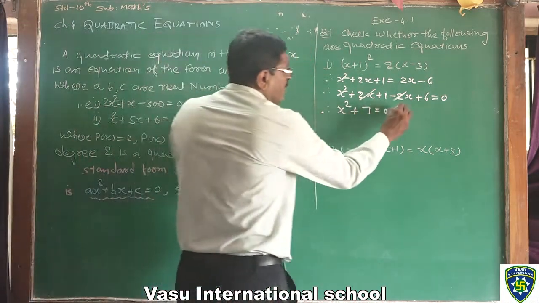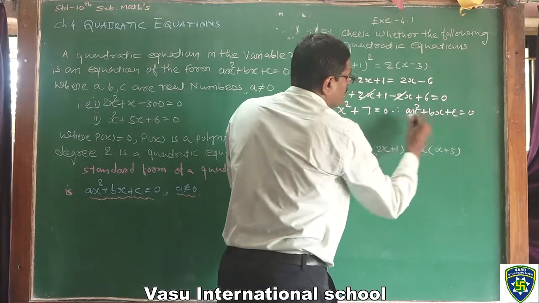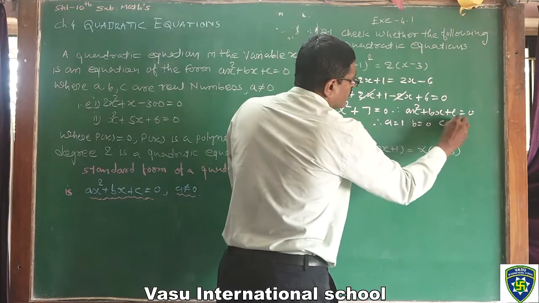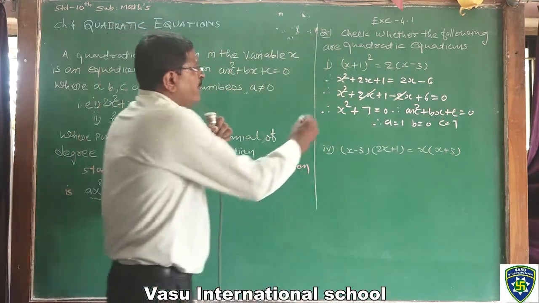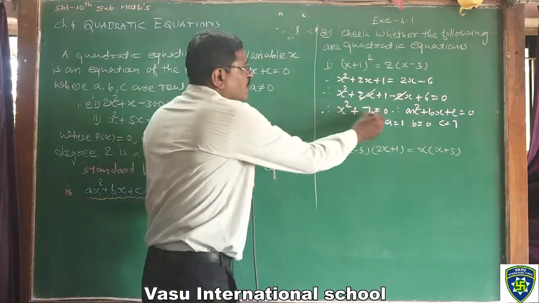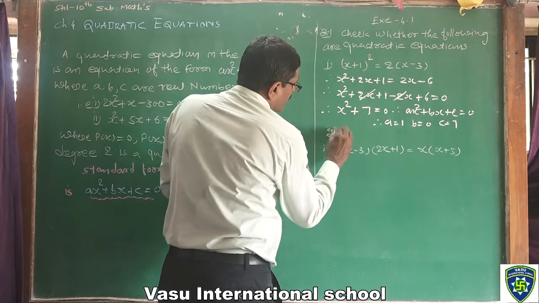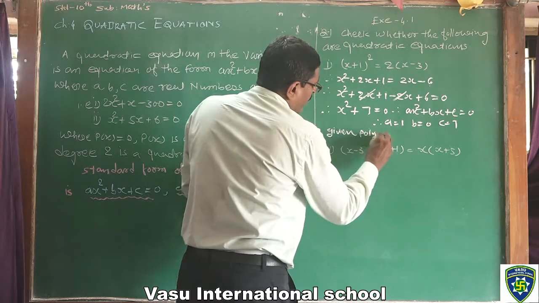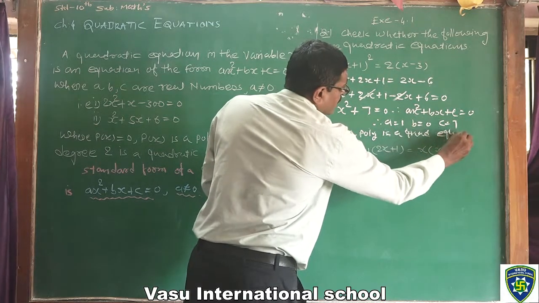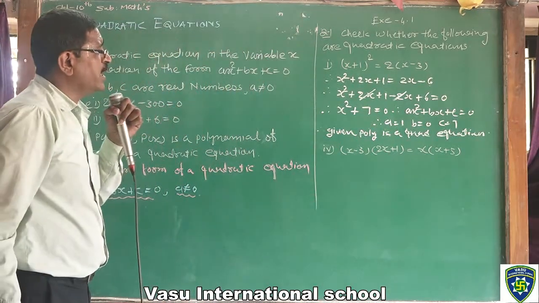Compare with the standard form of quadratic equation, ax square plus bx plus c is equal to 0. So, here a is equal to 1, b is equal to 0 and c is equal to 7. We have the maximum power of x, the degree of the polynomial, as 2. So, it is a quadratic equation. So, yes, the given polynomial is a quadratic equation. Clear, student?